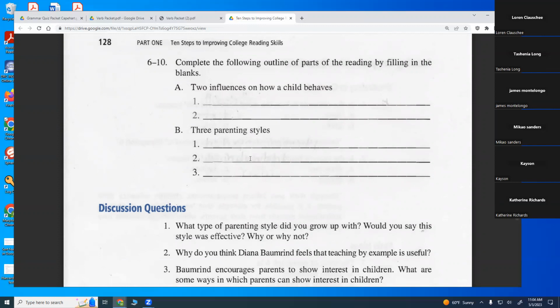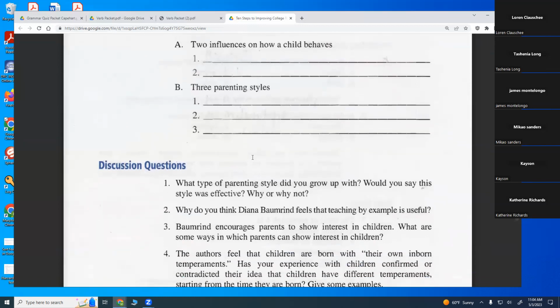So we're going to take a break, but when we come back, I'm going to ask you guys to write a paragraph. And then I want to get one of those and look at the grammar with you. What type of parenting style did you grow up with? Was that style effective, why or why not?